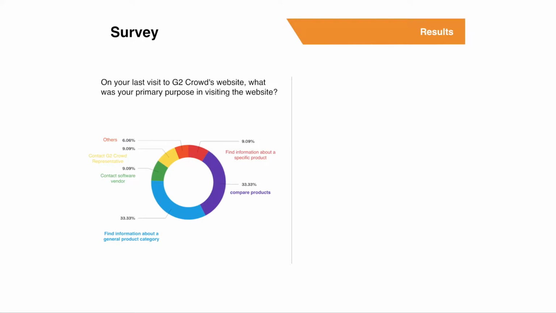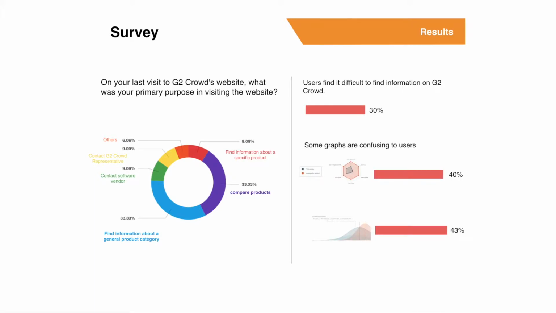The results of the survey showed that a significant portion of users used G2 Crowd to find information about general product categories or to compare different products. In addition, some users also found the visualizations of product ratings difficult to understand, specifically the radar graphs and the distribution graphs.